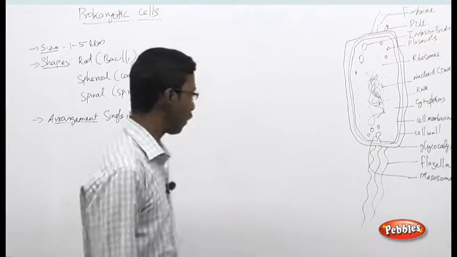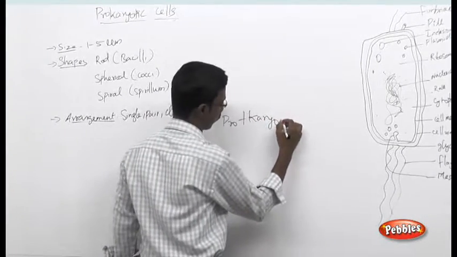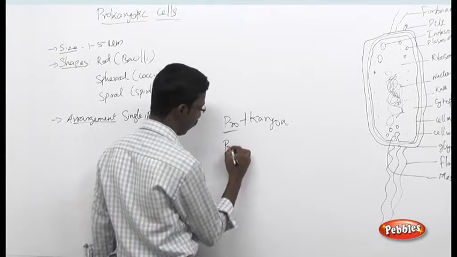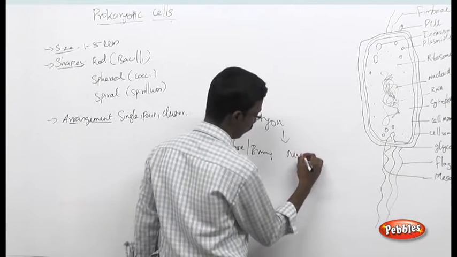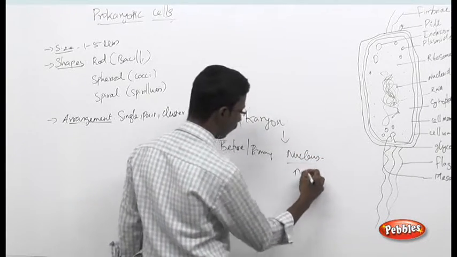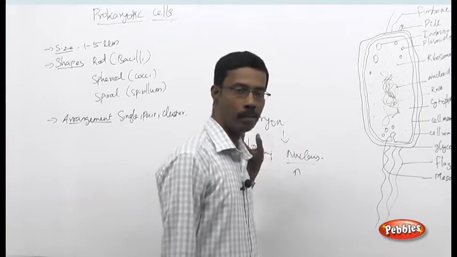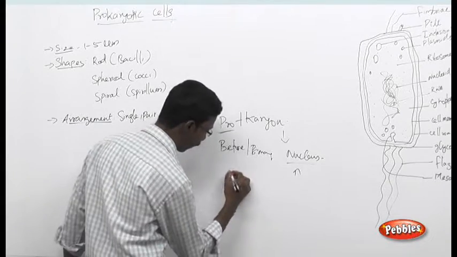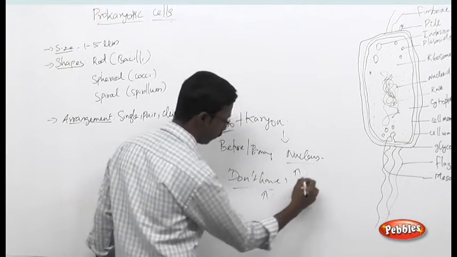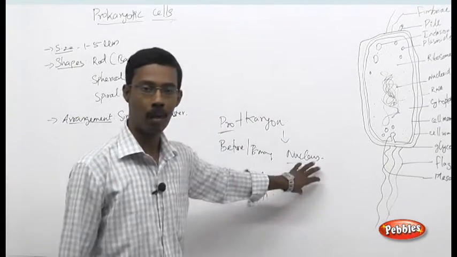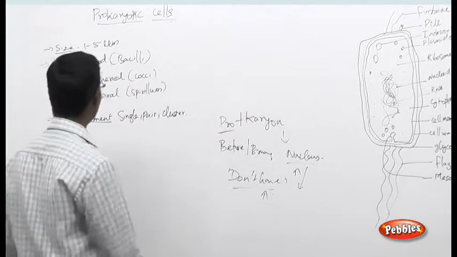So as I told you in the last class, pro plus caryon. Okay. So pro refers to before or primary, and caryon refers to nucleus. So the word prokaryote refers to before nucleus. That means they don't have a true nucleus. In other words, we can say they don't have the nuclear membrane or the nuclear membranous structures present within the particular prokaryotic cells.